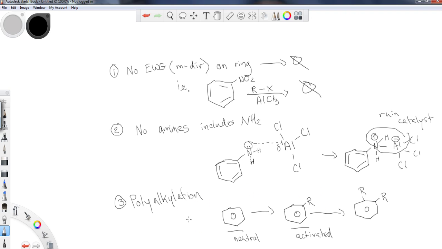So a couple of limitations that we're looking at here. You can see that this is certainly a useful reaction, but it is useful only up to a certain extent, because you're going to run into a lot of problems if you want electron withdrawing groups, if you have amines or anything else like that on the ring. And there is actually one more thing that we should discuss, so you could add this on as a fourth. And that is, because we're dealing with carbocations, you will very often have rearrangement of your carbocations.